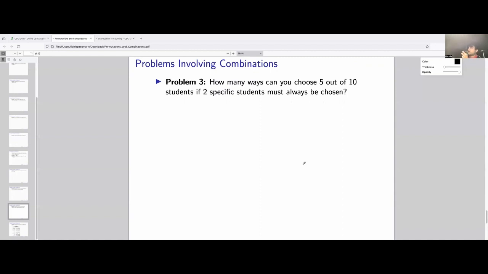Okay, this problem: how many ways can we choose 5 out of 10 students if 2 specific students must always be chosen? Let's call them person 1 to 10. Let's say we must always choose person 3 and person 6. No matter which 5 people we choose, we always choose person 3 and person 6. Then we have 8 people left over and we have to choose the other 3 people.